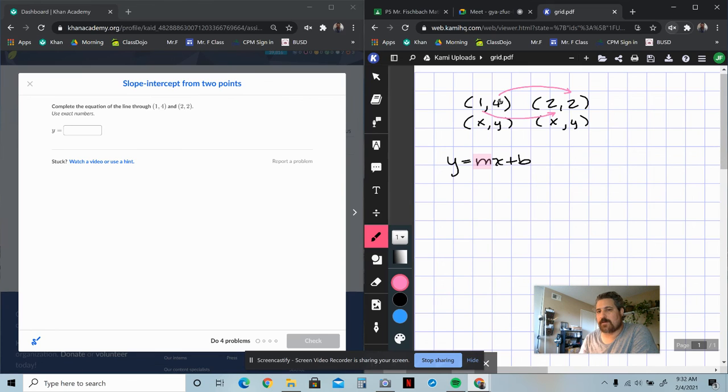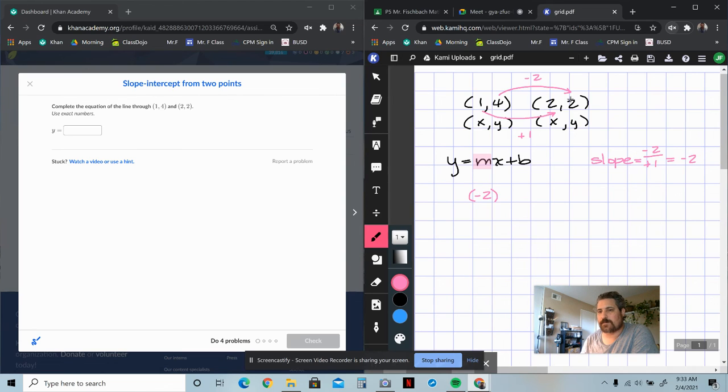So how do we get from 4 to 2? Well, you'd take away 2, right? How do we get from 1 to 2? You'd add 1, right? So that means that your ratio, change in y over change in x, your slope, is going to be negative 2 over positive 1, which is negative 2. So your multiplier is negative 2. So now we know that that's negative 2.